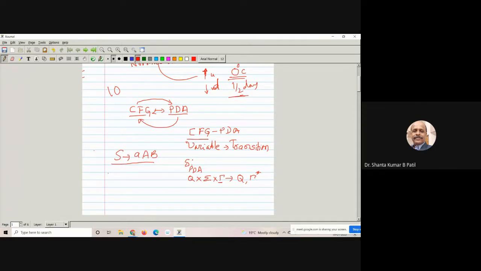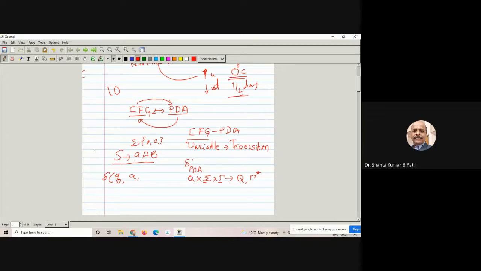For this, the delta function is derived like this. You can take any PDA; the initial state will be there, so you can write the initial state, then sigma. What are the sigmas here? Sigma is in the form of 0, 1, or English small letters. From this CFG, sigma is a.